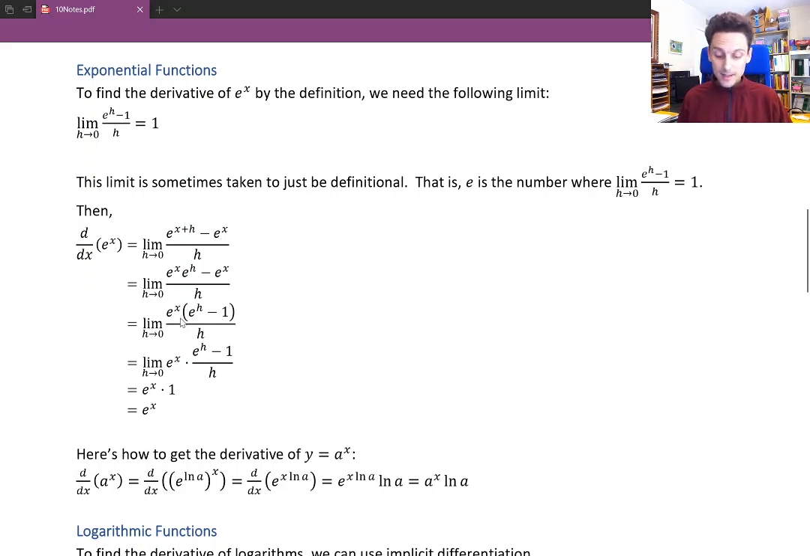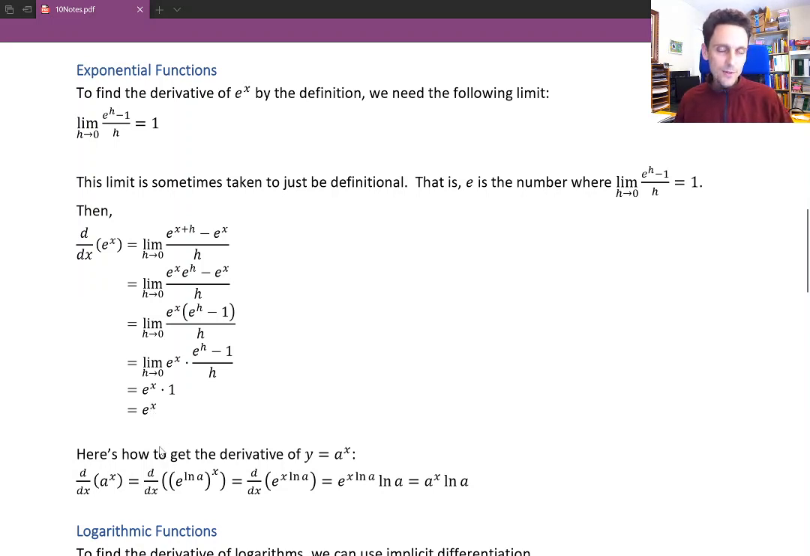Now the e to the x is a constant with respect to this limit, right? All we're doing is making h approach 0. e to the x is not changing at all. So we could even pull that out of the limit altogether if we wanted to, and just focus on the limit as h approaches 0 of e to the h minus 1 over h, which we said was equal to 1. So we get e to the x times 1, which is just e to the x. So that proves that the derivative of e to the x is e to the x by the limit definition.